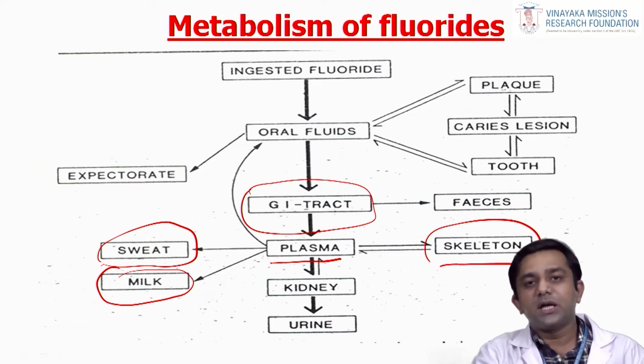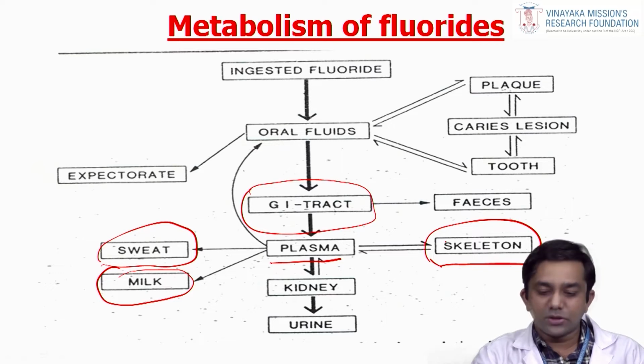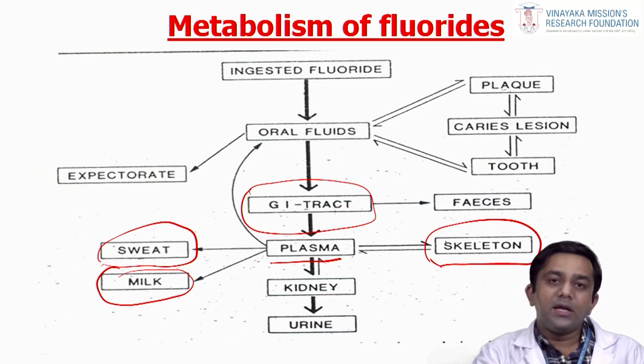Skeletal muscles mainly play a role in the deposition of fluoride, that is, the maximum amount of fluoride is always deposited in the hard tissues of the body, that is your skeleton and the tooth surfaces. That is why you see many patients suffering from dental fluorosis and skeletal fluorosis. From the plasma again it is excreted through the urine. So, this is the overall metabolism of fluoride.